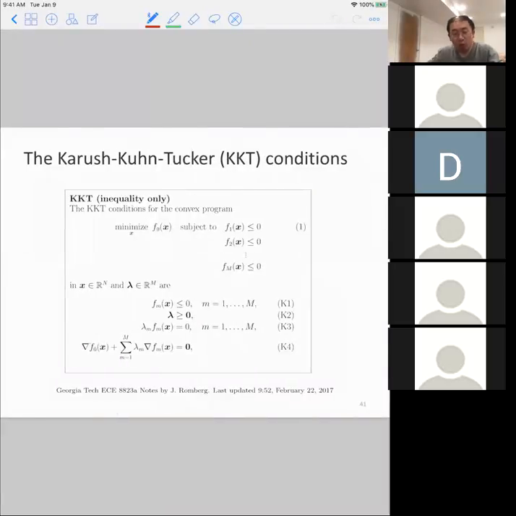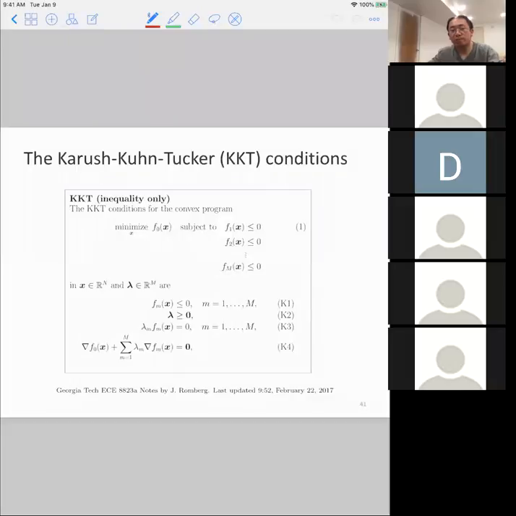To get B, we need to utilize the so-called KKT condition. The KKT condition is kind of like the central part of modern optimization, right? KKT condition has a convex version and a non-convex version. Here we only introduce the convex version.